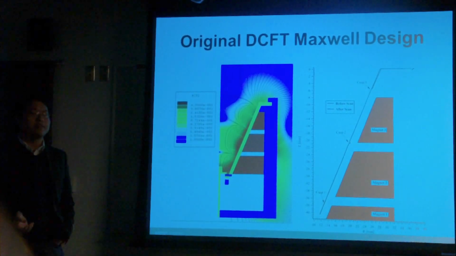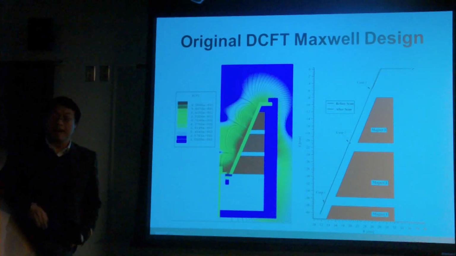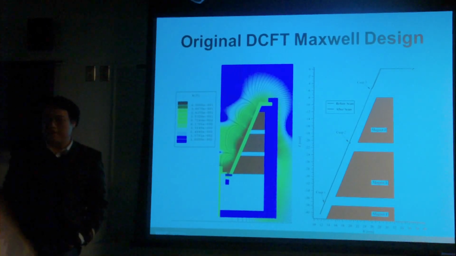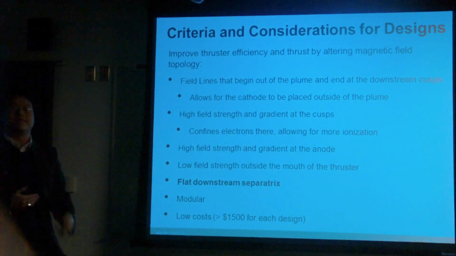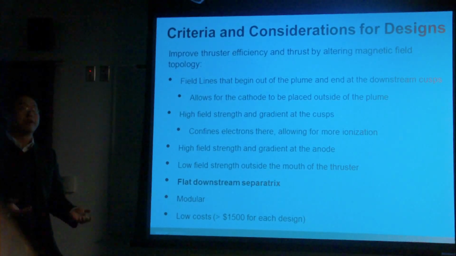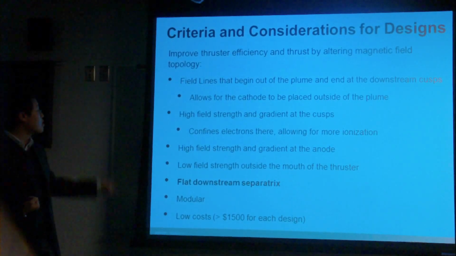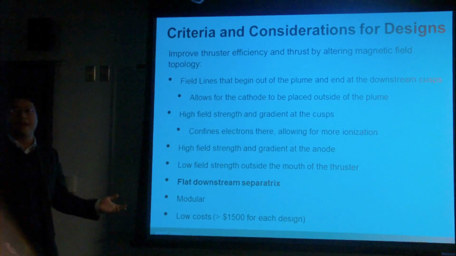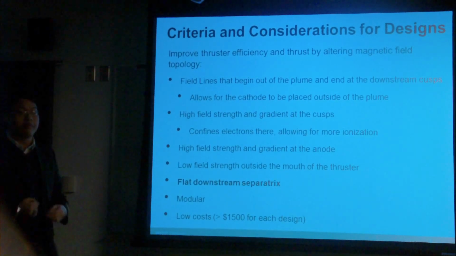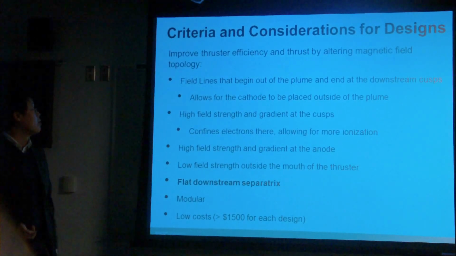In addressing this, Joe was tasked last summer to come up with a new design which would take the lessons learned from DCFT and come up with something that's better, so to speak. These are all aspects that are very critical for the new design that he had in mind, and what I had in mind when I came up with an alternate thruster design as well.